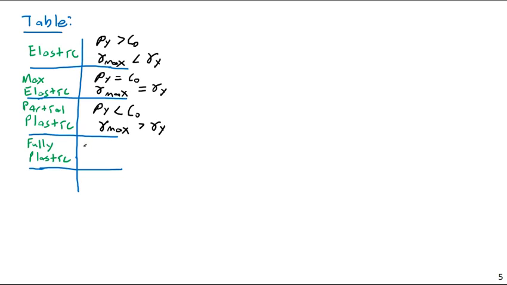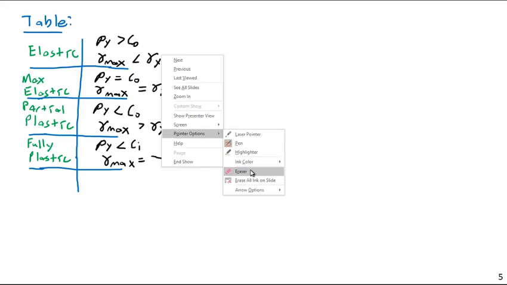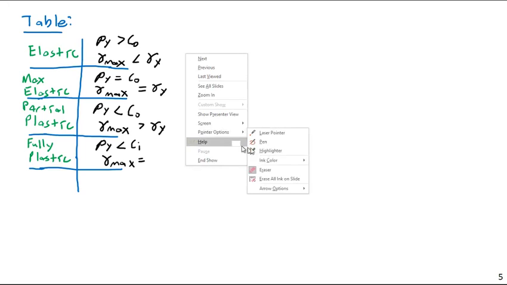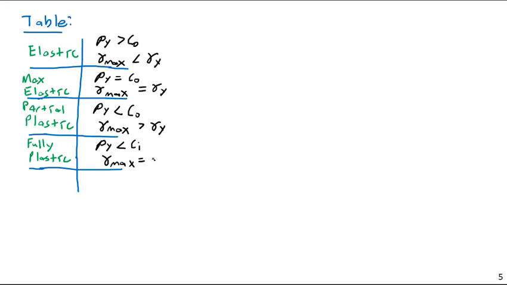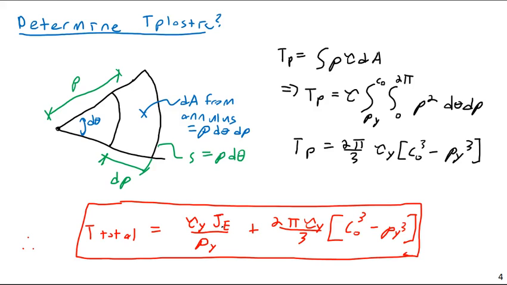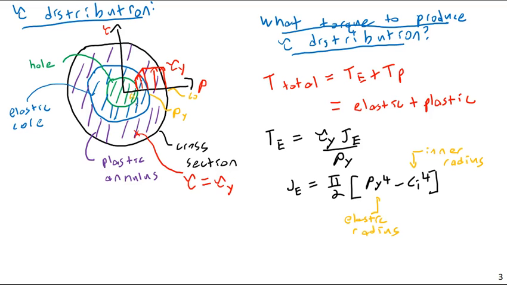And then finally, we have a fully plastic. And what this means is that the yield radius is actually less than the internal radius. So what this means is that the gamma max is infinity. Interesting. So in other words, this is a fully plastic region. All the way on the inner radius here, we have now reached the elastic stress. The stress would be flat all the way across the section.